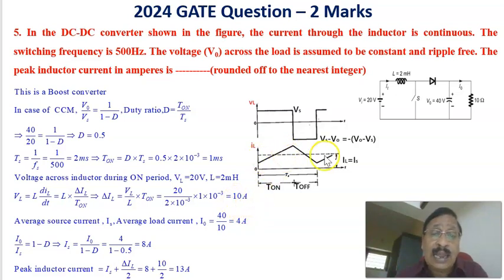Therefore, this average current plus delta IL by 2: that is 8 amperes, the source current, plus half of delta IL, which is 10 by 2, equal to 13 amperes. So the peak value of the inductor current at the input of the boost converter is equal to 13 amperes.